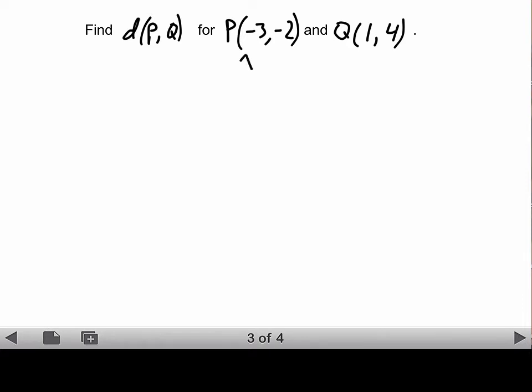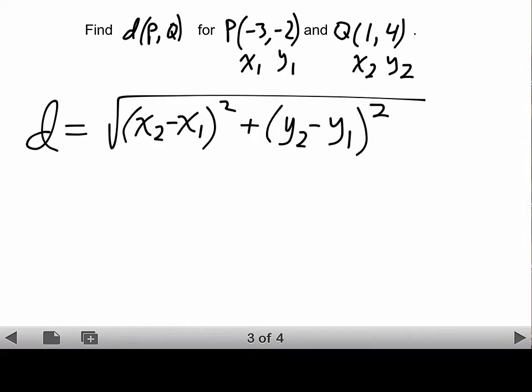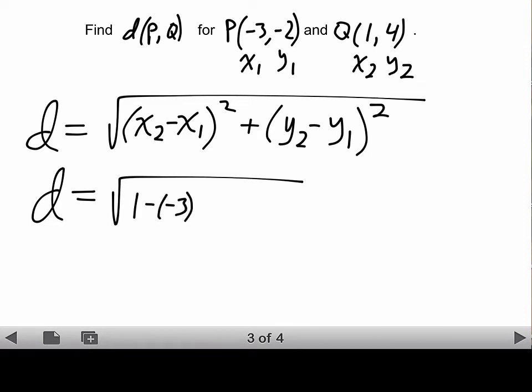Okay, I'm going to label negative 3, negative 2, x1, y1, and Q, 1, 4 is going to be x2, y2. It really makes no difference which one I put first. So the distance formula is d is equal to the square root of x2 minus x1, the quantity squared, plus y2 minus y1, the quantity squared. Fleshing this out with our labeled coordinates, we have 1 minus negative 3. Again, we have that double negative. Be careful with those every time you see them. And 4 minus negative 2.